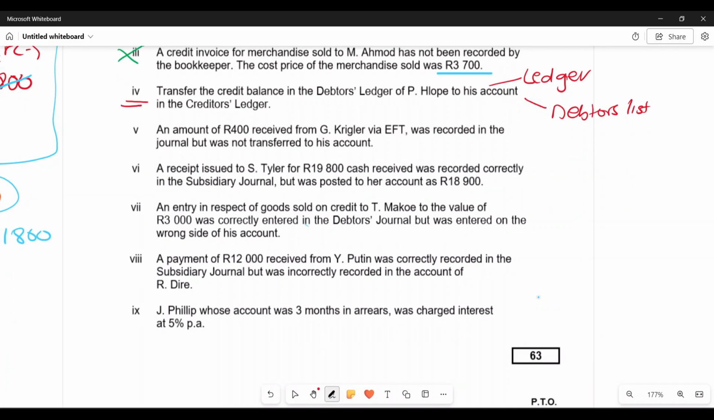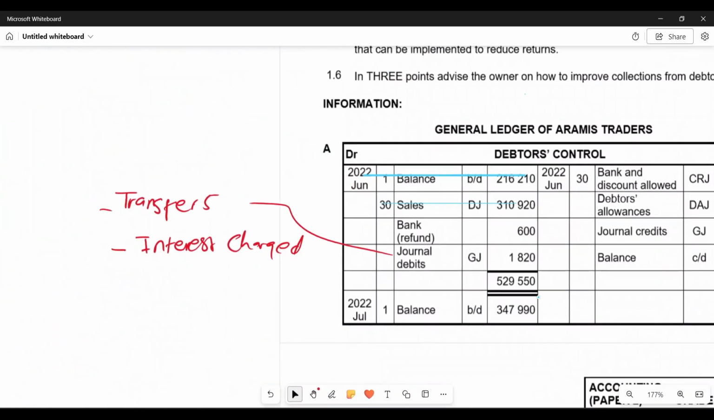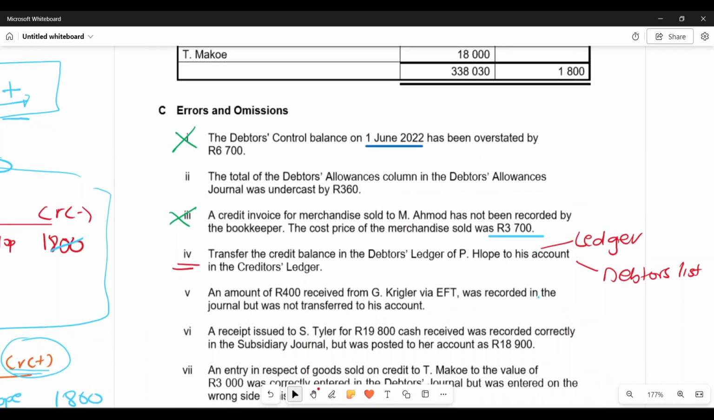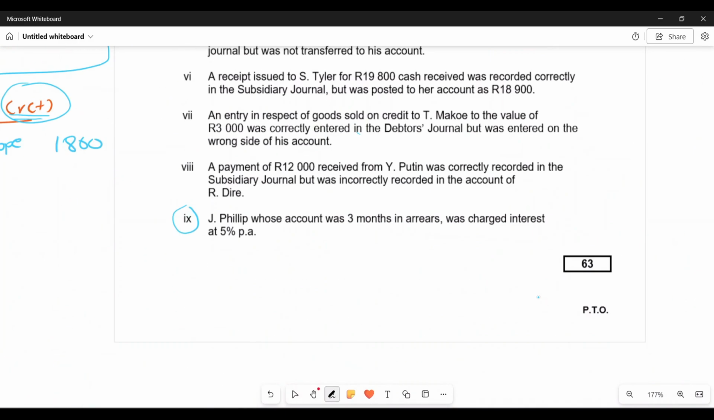Here, okay, this was an amount. Okay, this was recorded in the journal. Okay, it's fine. So here, interest. Now remember, I said two main transactions would affect your journal debits: transfers, as well as the interest that we charge on our debtors, right? Now, this person, J. Philip, whose account was 3 months overdue, right? We charge him interest of 5% per annum. Now, this is an annual interest, right? Meaning that this 5% is for 12 months because of this per annum. And remember, this person's account was overdue for only 3 months. And we would need to determine how much would be the interest for these 3 months whereby his account was overdue.